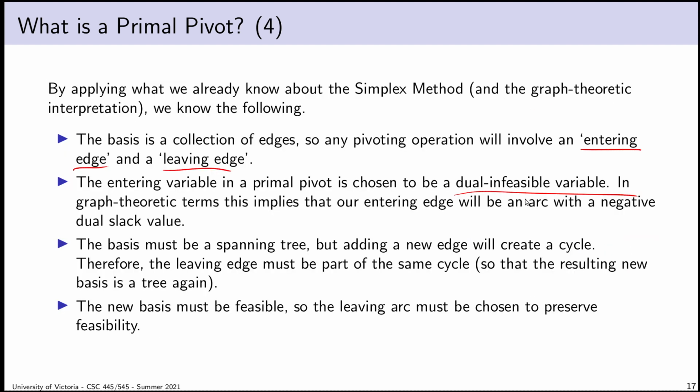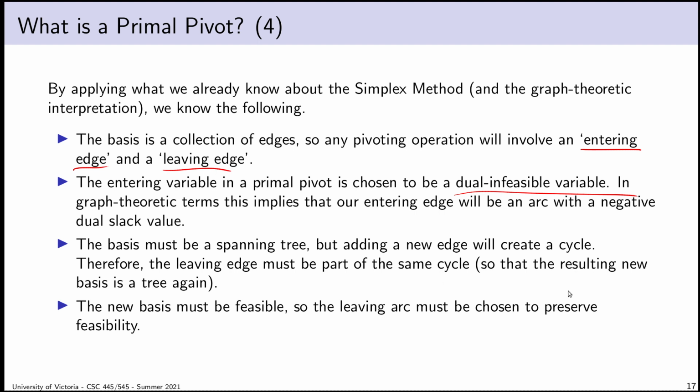That's our next deduction. So the basis must be a spanning tree, which means if I add a new edge to it, I will always create a cycle. The leaving edge has to be part of the same cycle because if I delete any other part of the spanning tree, I'm going to disconnect the tree. And the reason the leaving edge has to be part of the cycle is because I want the basis to be a tree when I'm done. I want it to still be connected.